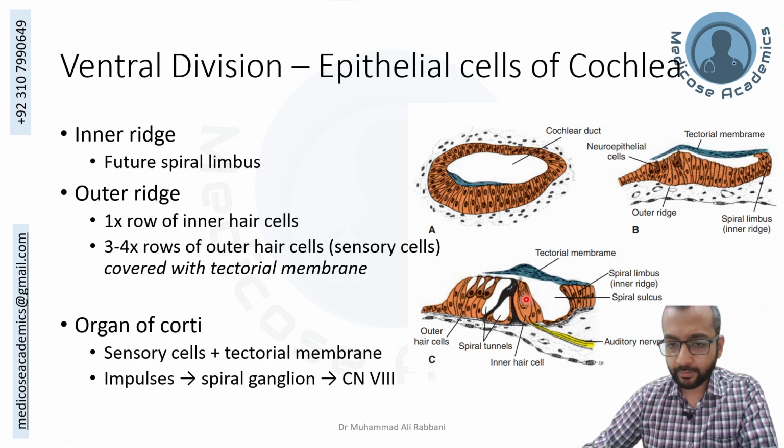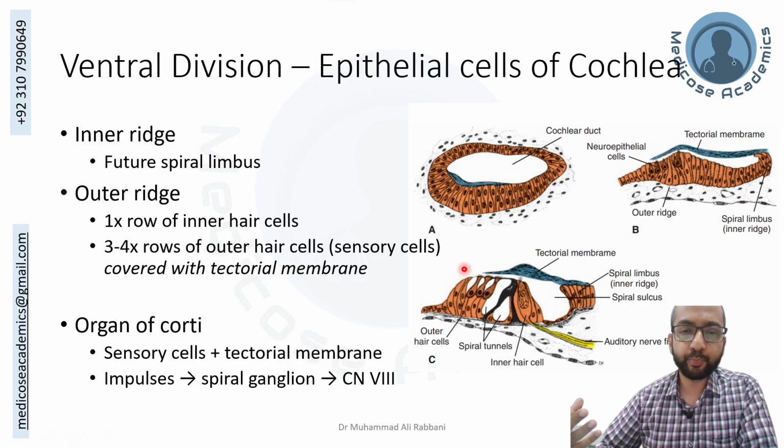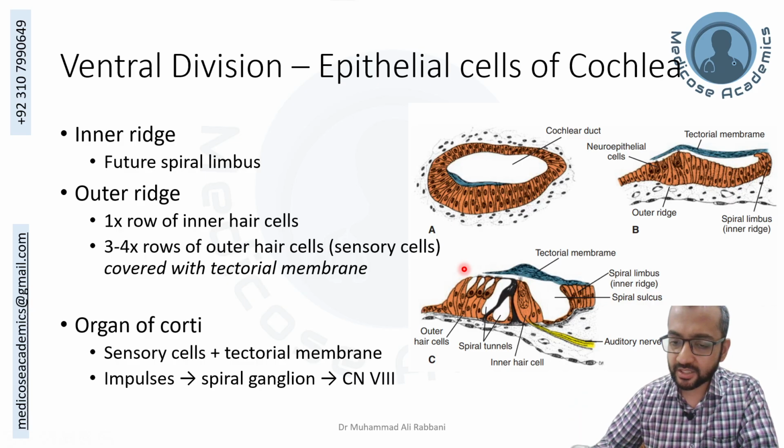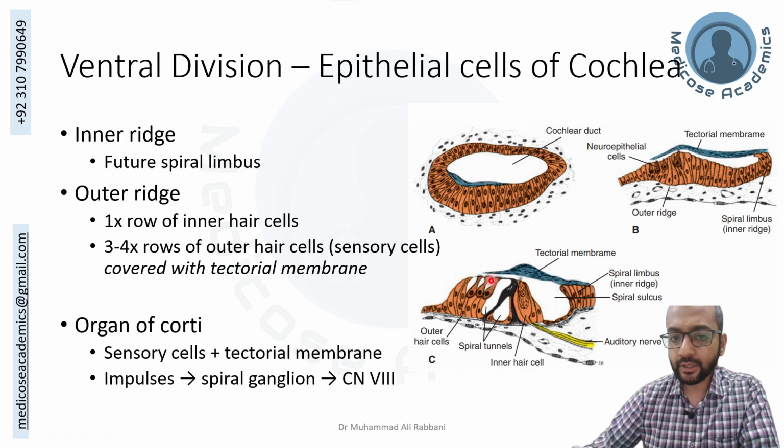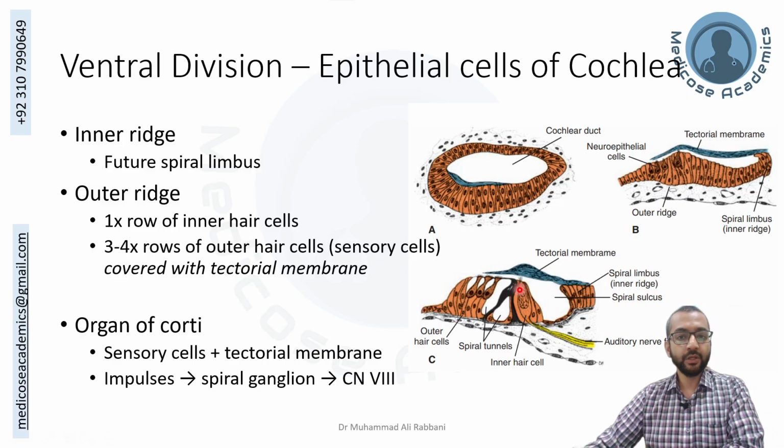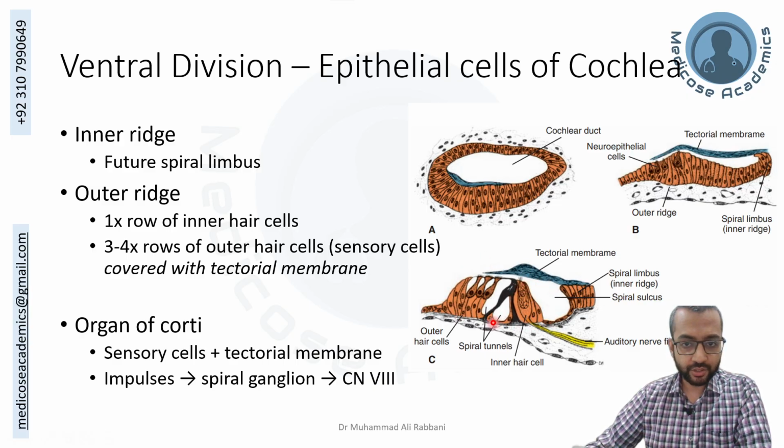The inner hair cells are the ones that are majorly sensory cells, and the outer hair cells technically help to adjust the sensitivity of the inner hair cells to the sound. They help to amplify the sound. They contract and relax to pull on the tectorial membrane to help the inner hair cells. So this is the organ of Corti, consisting of the basement membrane, these sensory hair cells, and the tectorial membrane above.